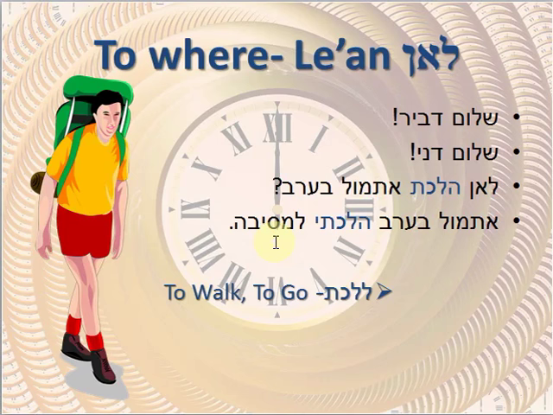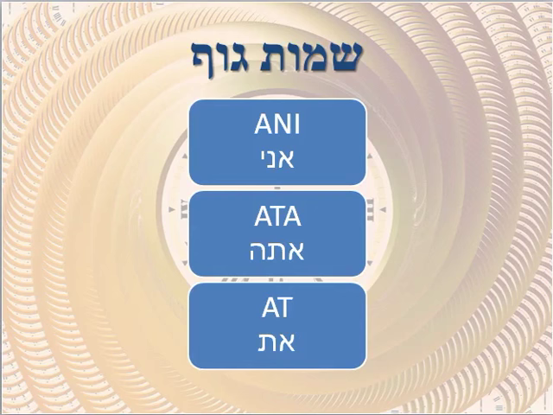Now, as you can see here, I want us to focus on the verbs. The first verb we have here is halachta. Le'an halachta. Where did you go? Halachta, you went. Now, I'm going to take you to our pronouns, so you'll be able to clearly see what it is that I'm trying to show you here.